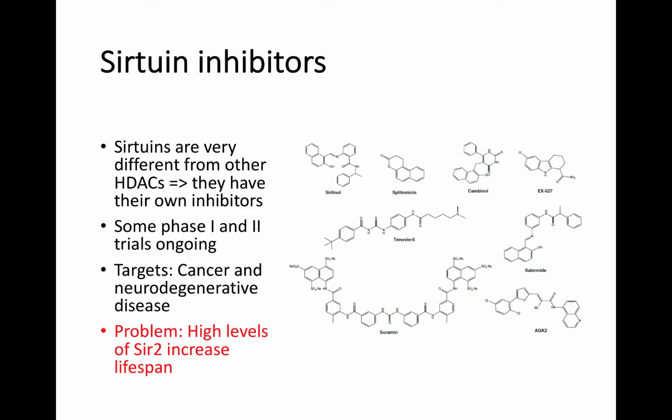Some of these inhibitors have been used in clinical trials, but none have been FDA approved. Target diseases are a variety of cancers and neurodegenerative diseases like Huntington's. However, one problem that has to be considered when utilizing sirtuin inhibitors are potential negative impacts on lifespan, which will require long-term study.